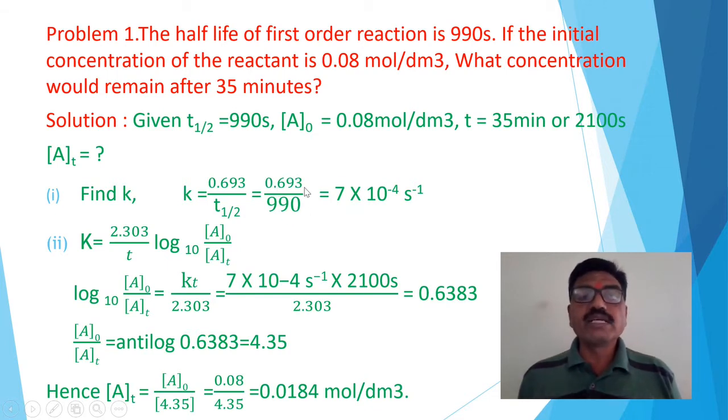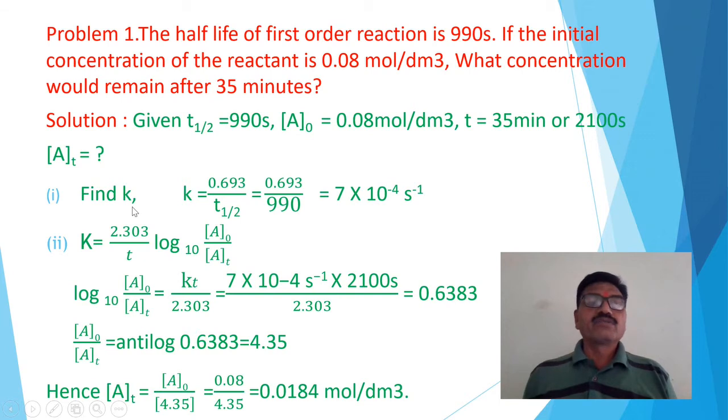You have to solve this with the help of logs. That is, log of this minus log of this. Do the subtraction and finally take the antilog, and you will get this value. So practice such numericals. What is our job? First of all, find the value of k, as T half is given there. Then second, what do we have to find? We have to find At.